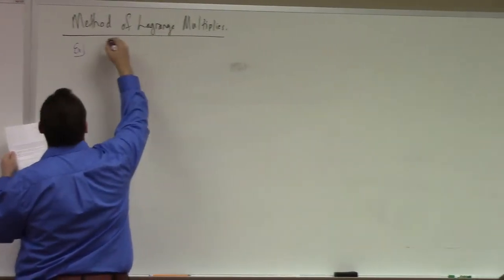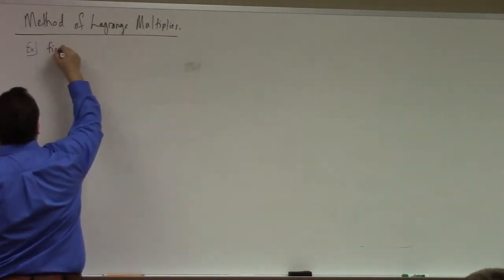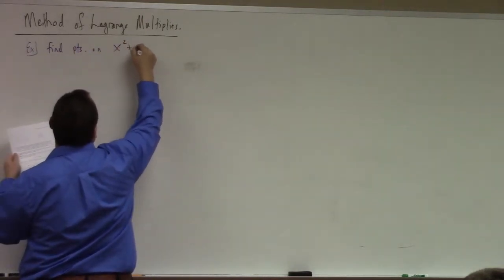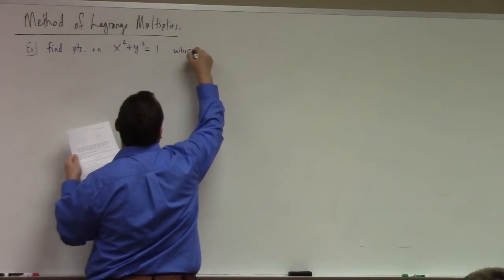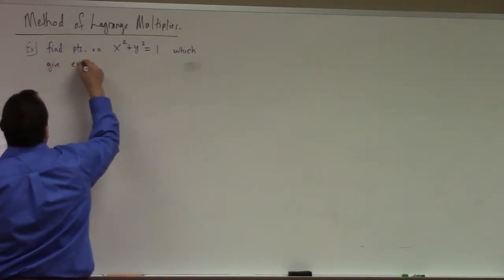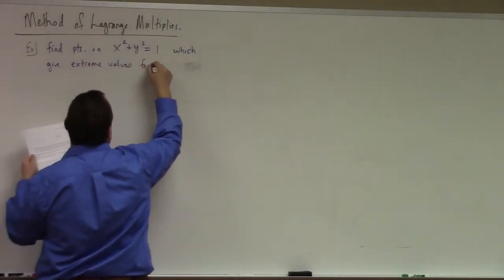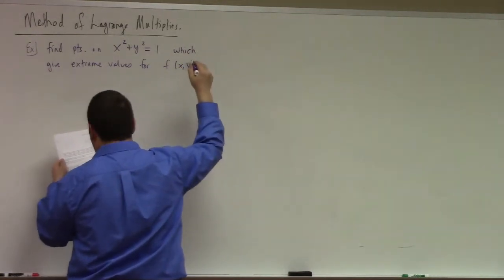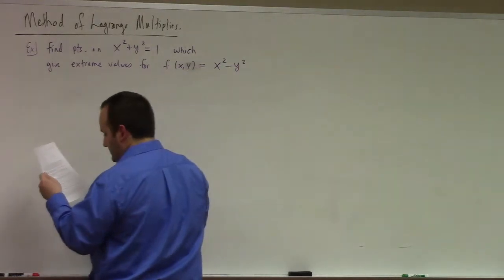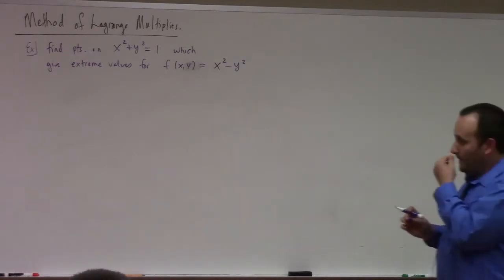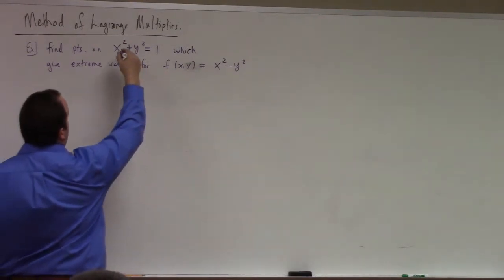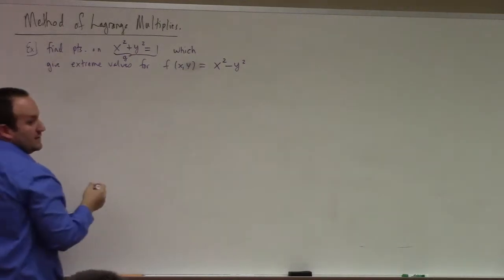This is going to be a 2-dimensional example. We're going to find the points on the unit circle which give extreme values for the objective function f of x, y equal to x squared minus y squared. All right. So this time, this is the g. Now instead of having a constraint surface, we have a constraint curve, right? But the method's the same.